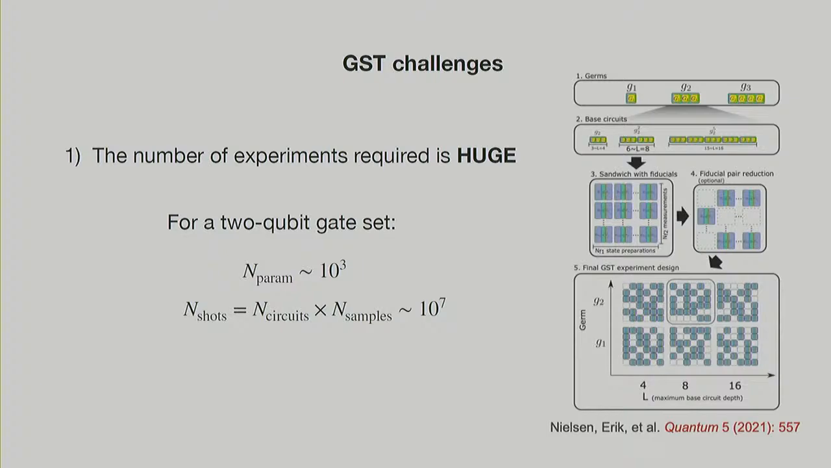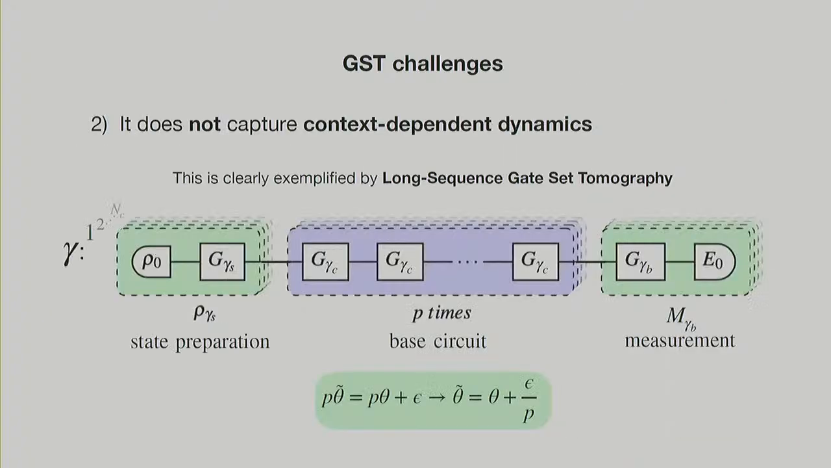So on one hand, the most apparent one is the fact that the number of experiments that you need in order to perform this fitting is really large, to the point that even for 2-qubit gate sets, this is not practical. Okay, so that's really a problem to perform GST. Now, the second one, it's also very fundamental. It is related to the fact that GST does not capture context-dependent dynamics.